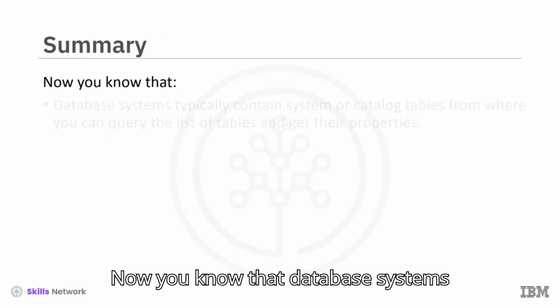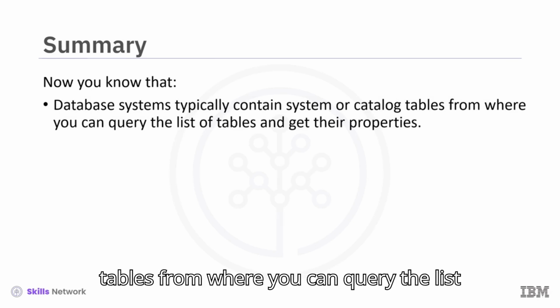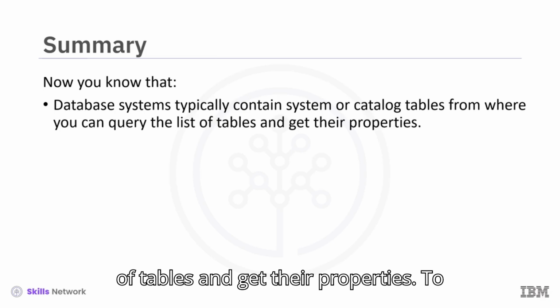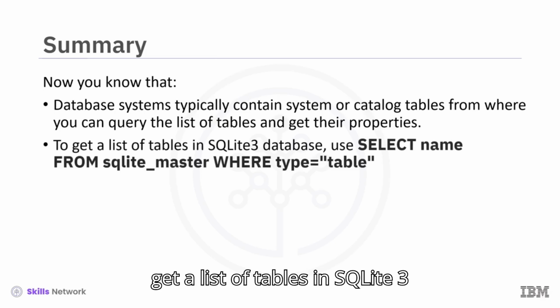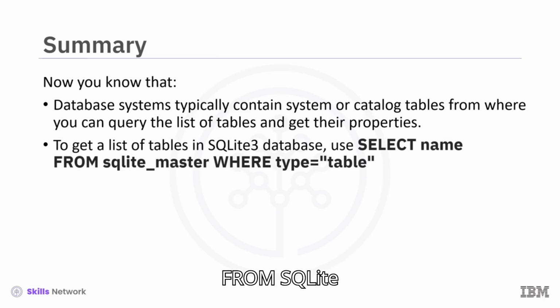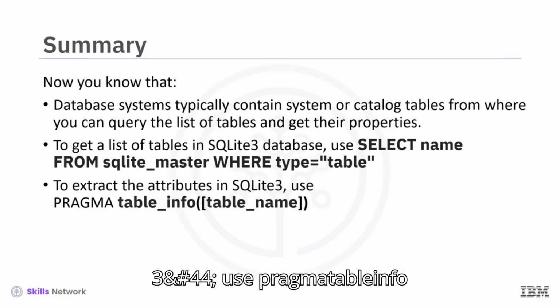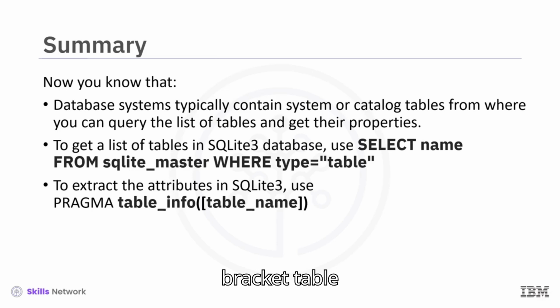Now you know that database systems typically contain system or catalog tables from where you can query the list of tables and get their properties. To get a list of tables in an SQLite 3 database, use SELECT name FROM SQLite_master WHERE type = 'table'. To extract the attributes in SQLite 3, use pragma_table_info(table_name).